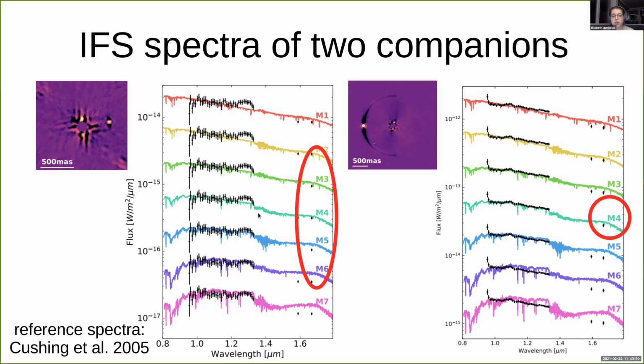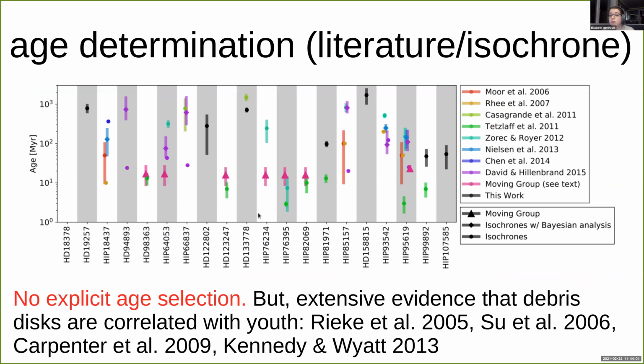Now, the other thing that's really interesting and somewhat puzzling about this survey was that we then determined the age of all of the stars in this survey. We didn't do an explicit age selection before carrying out the survey because there's quite extensive evidence that debris disks are correlated with youth. There's quite a lot of literature showing that debris disks are more common and are also typically brighter at very young ages. So we relied on the presence of these really dusty debris disks to bias the survey towards young ages. And you can see from this plot that this didn't entirely work.